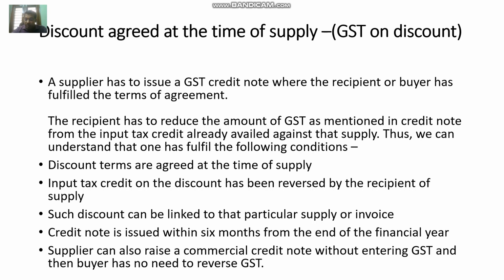Here the main catch is that credit note has to be issued within 6 months from the end of the financial year of the sale invoice, and supplier can also raise a commercial note without entering GST. Then buyer has no need to reverse GST. Here we want to say that reversal of GST is optional for the supplier. He has the option to reverse GST if he wants it. Otherwise he can raise a normal credit note also.